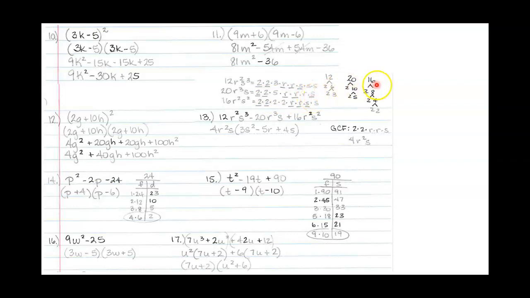And then for 16, we know that's even, so that's going to be 2 times 8, and 8 will be 2 times 4, and 4 will be 2 times 2. So that's going to give us 2, 2, 2, 2, and then we had r squared, so r times r, and we had s squared, so s times s. So we're going to keep only what they have in common. So you can see they all have a 2, they all have another 2, they all have an r, they all have another r, and they all have an s. So my greatest common factor is going to be 2 times 2 times r times r times s, or 4r squared s. All right, so let's take that out.